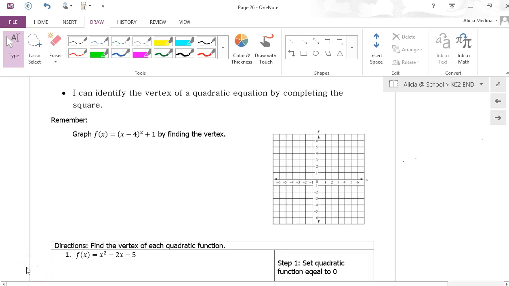Hey guys, in this video we're going to be covering target 2D.2, and our mastery learning objective is I can identify the vertex of a quadratic equation by completing the square.